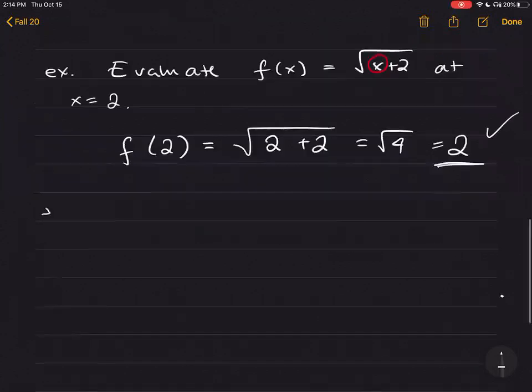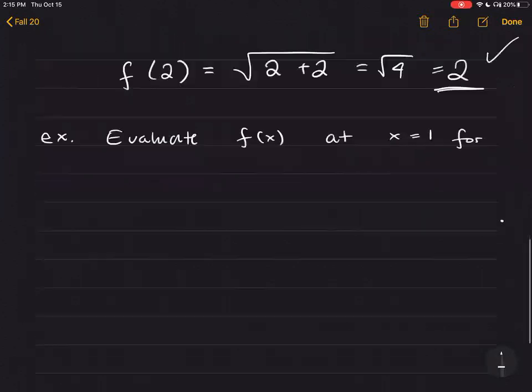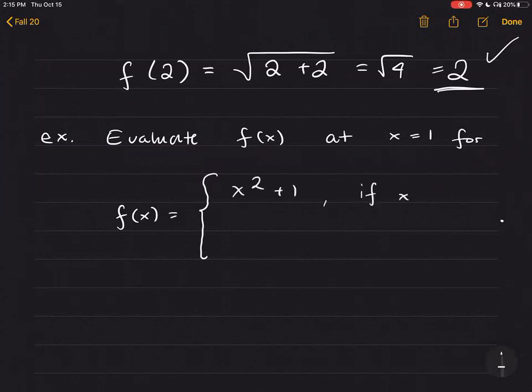Let's look at another example. Let's evaluate f of x at x equals 1 for, and I'm about to write down a really funky looking function. f of x equals, and I'm going to split it up into cases. I want to say f of x is x squared plus 1 if our x is bigger than or equal to 2, and I want to say it's 2x if our input is smaller than 2. So this is what's called a piecewise function.